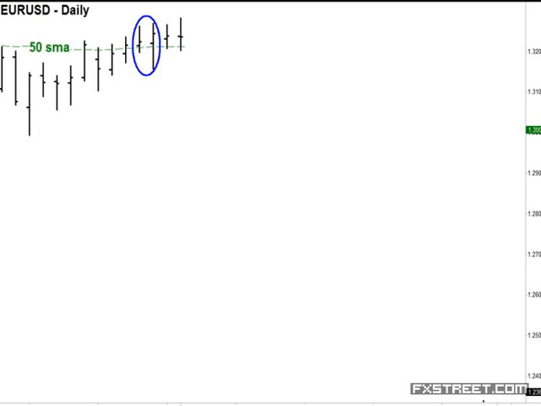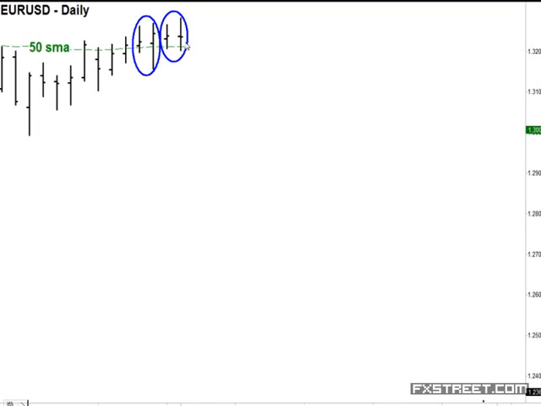You'll see that we have an outside day pattern right here. Here we have 1 and 2. The second day's range exceeds the first day's range, and both bars are touching the 50-period simple moving average, okay? And then we see a couple of days later, same thing. We have another one.